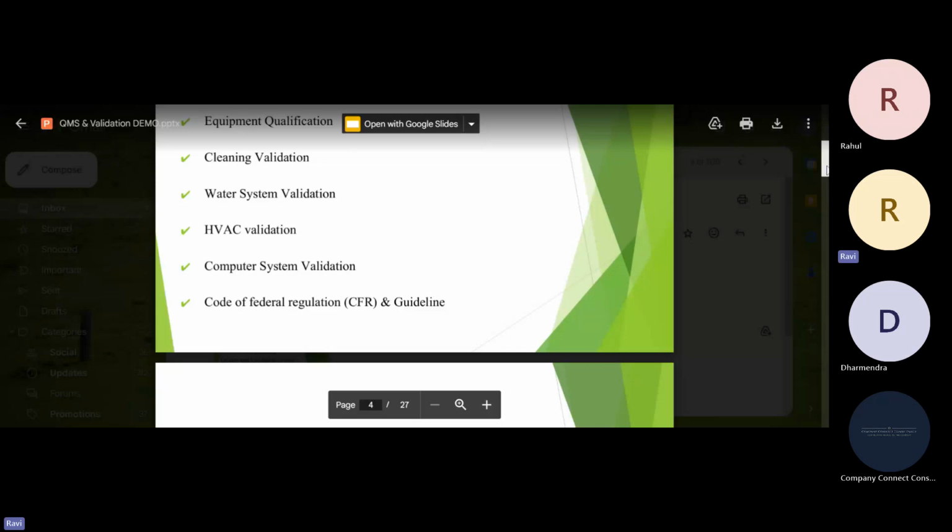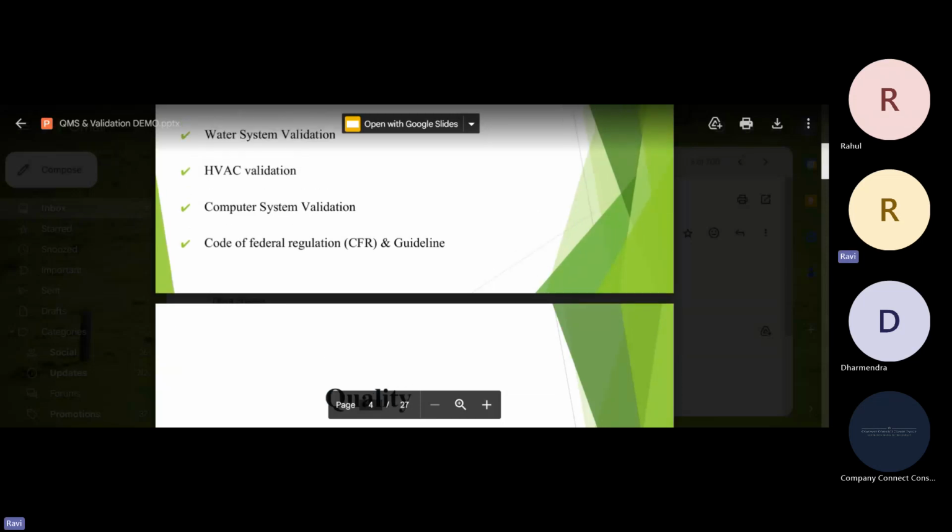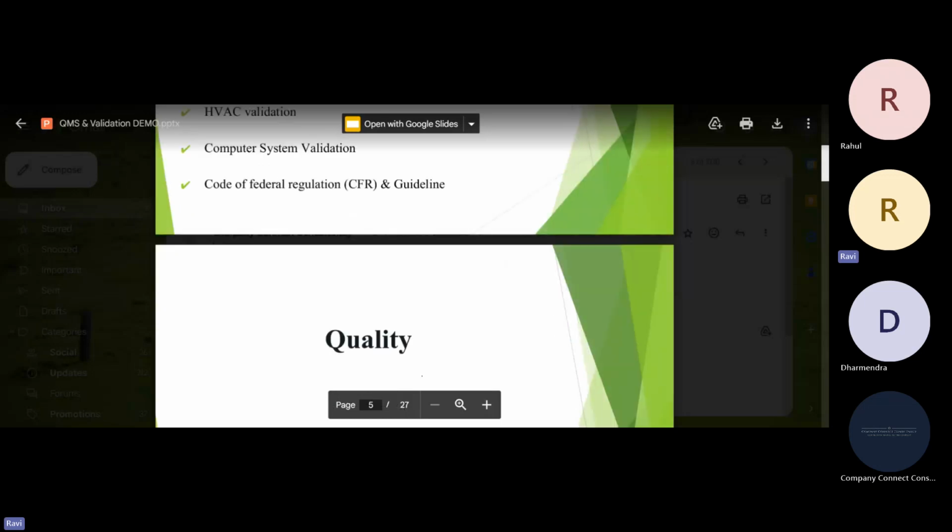Along with that, we are covering the Code of Federal Regulations and guidelines. Basically it talks about current good manufacturing practices, meaning good manufacturing procedures or practices. What practices we need to follow during manufacturing of the drug product. Basically it talks about good manufacturing practices.